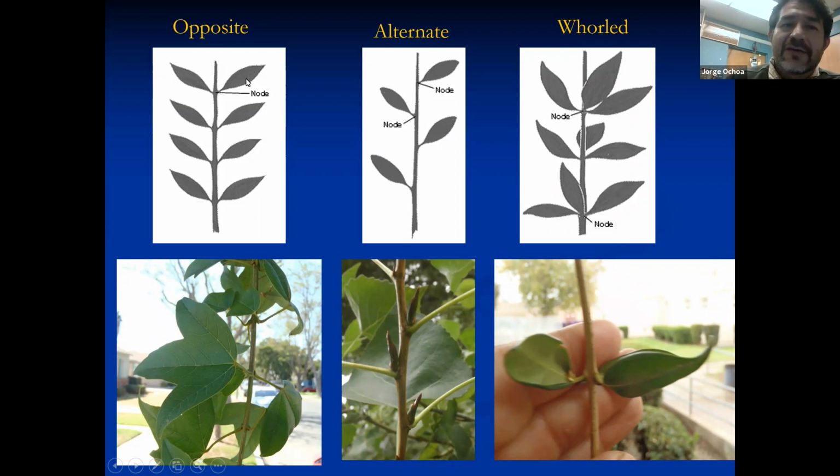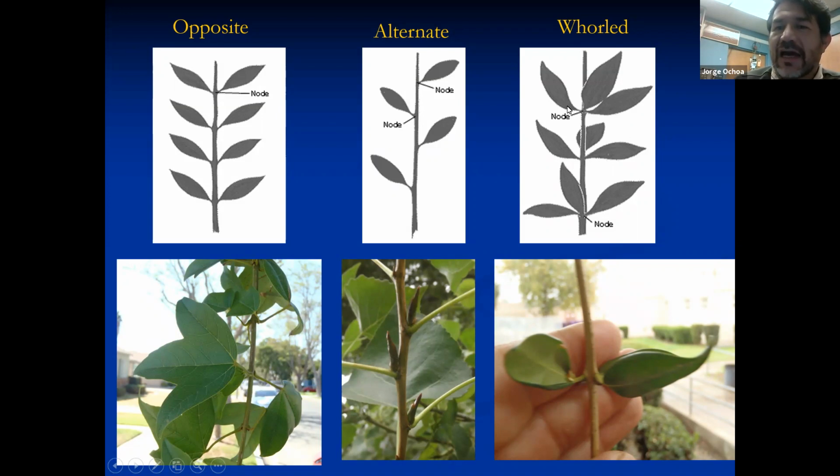But when you have two leaves and two buds on the same node, then you have what is known as an opposite leaf arrangement, which means that the leaves are going to be opposite to each other. Here we have exactly that. We have one node, and then we have two leaves. And here's just in a live plant, we have the bud and then one leaf.